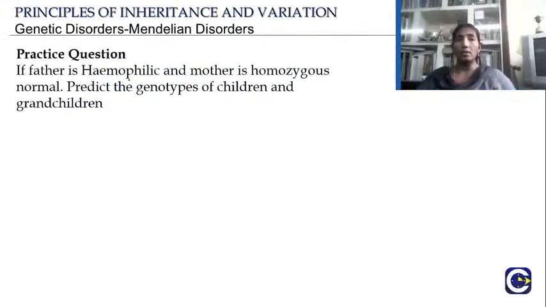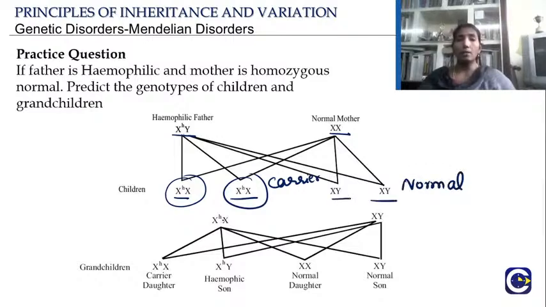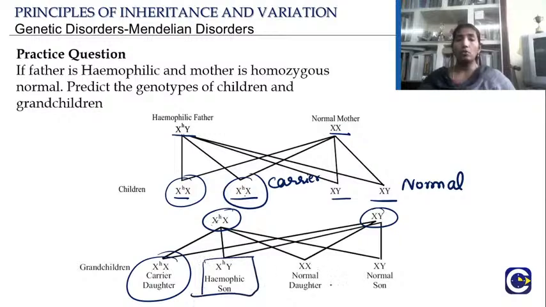So if the father is hemophilic and the mother is homozygous normal, predict the genotype of children and grandchildren. So how is that? When you make it, this will be there. See here, the father is hemophilic, the mother is normal. So you can see here the children, that is the daughters, they are all carriers. And what about the sons? They are all normal. But what happens in the next generation? If they get married to a normal female, here you can see a daughter is a carrier, the son is the sufferer, and they have two children who are normal. So this is how it happens in the crisscross inheritance, which is characteristic of X-linked recessive disorder, particularly hemophilia.